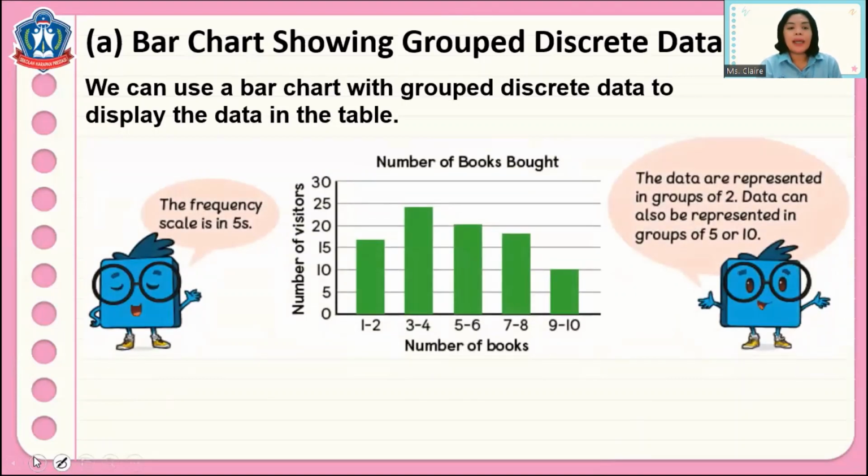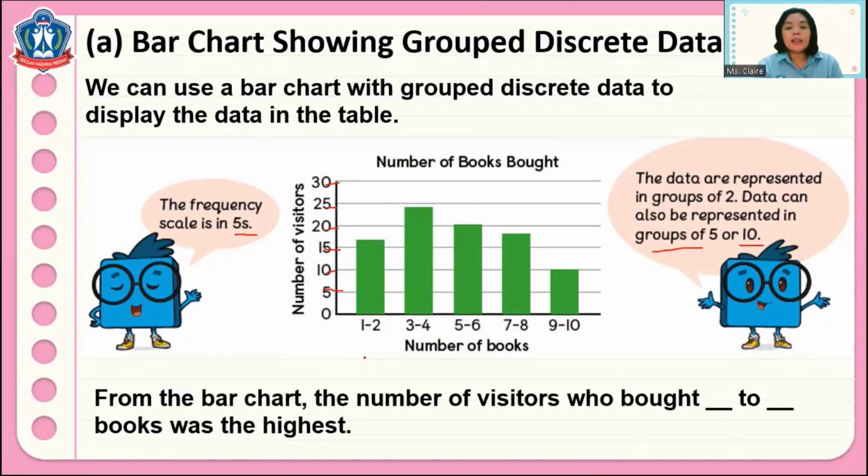So the frequency scale is in fives. It means we use 5, 10, 15, 20, 25, or 30. Or you can use tens. It's up to you. So we have the number of books and the number of visitors. The data are represented in groups of 2, but the data can also be represented in groups of 5 or 10. It's up to you. But in this illustration, we use fives.